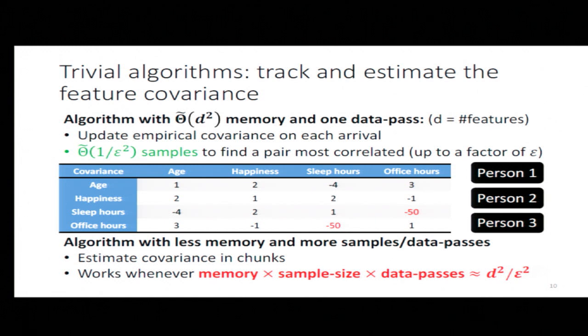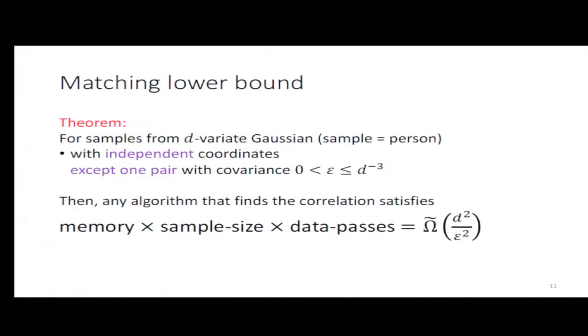And if you have fewer data passes but more samples, you can do a similar trick. And this algorithm works whenever the memory times the sample size times the number of data passes is roughly the number of features squared over epsilon squared. Now that's a trivial algorithm for this problem. And the question is, is it possible to do better? And we show that, in general, the answer is no, if the error epsilon is very small.